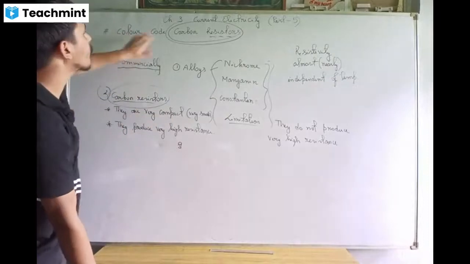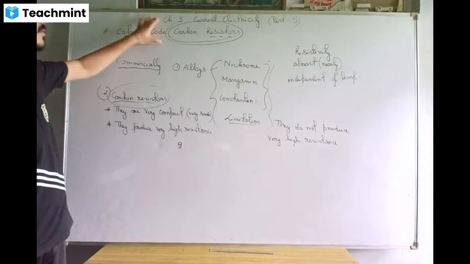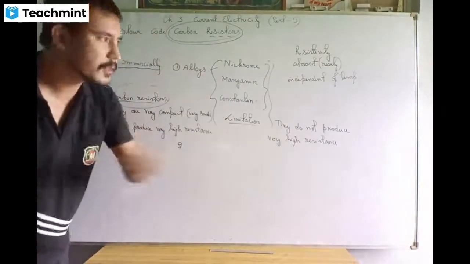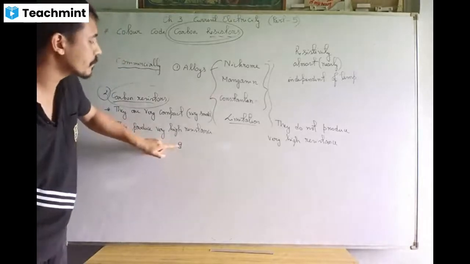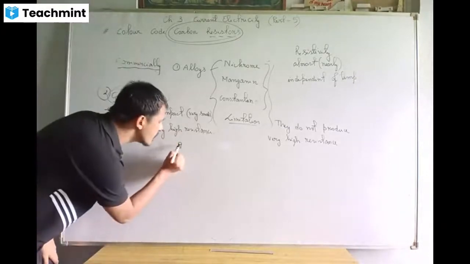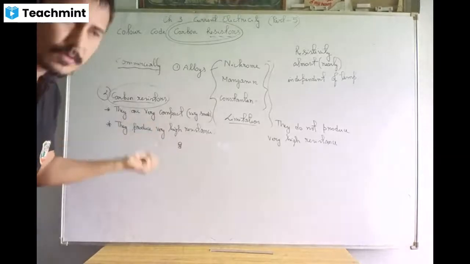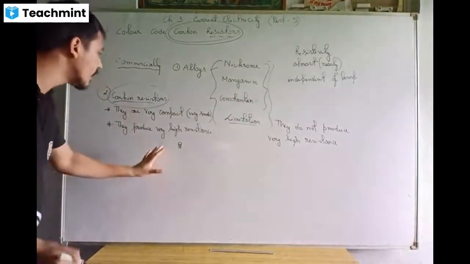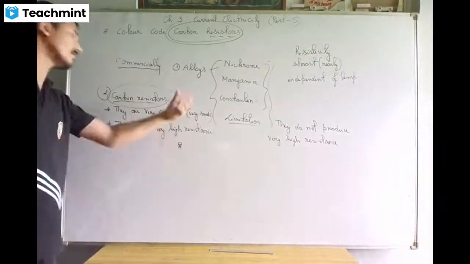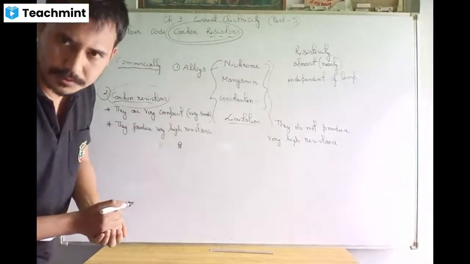Yeah, that is why we have color code carbon resistors. These carbon resistors are given color codes. Why color code? Because of their small size, the value of the resistance cannot be written over the material. So they are given certain color codes so that, knowing the color of the codes, we can determine the strength of the resistance. We can determine the value of the resistance for those carbon resistors. Is that clear to you? Okay.